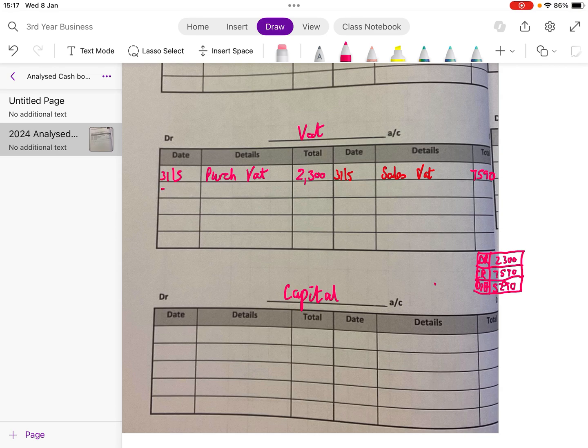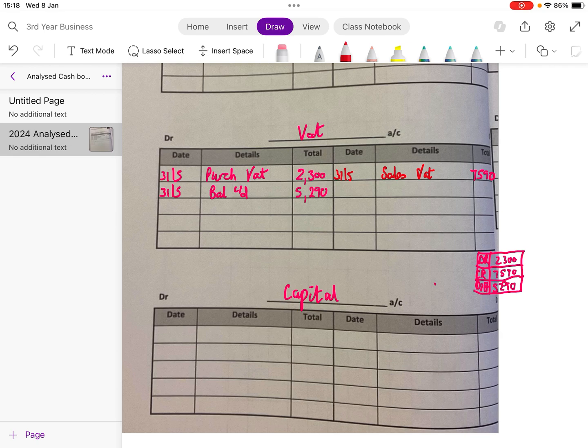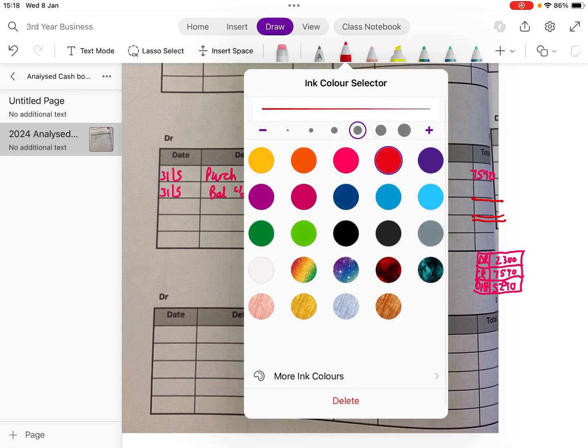So on the smaller side, I'm putting it in here on the 31st. First, my balance carried down of 5,290. So again, my two sides should balance, girls, so I need to double check that they do. I always want these on the same line. They should never be on different lines. My lines should always be kept in the same place.